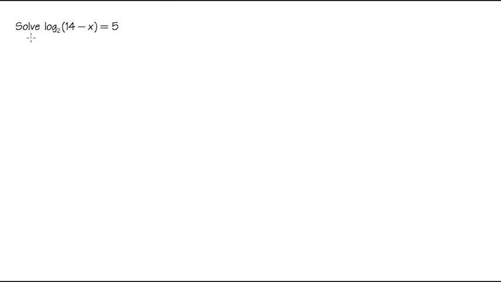In this question, we're going to solve this log equation: log base 2 of (14 minus x) is equal to 5. So how can we solve an equation where the x is inside of the log? Let's take a quick review right here.